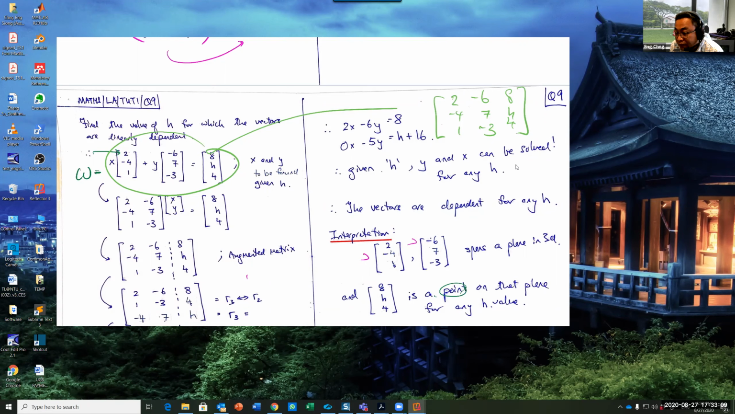Also for all values of h, I can get a value of x and y. Yes, correct. But if you do it that way, it's the same, but it's harder for my brain to interpret. In my brain, I'm just thinking, can I use different combinations of x and y to form my last column? So that's easier.